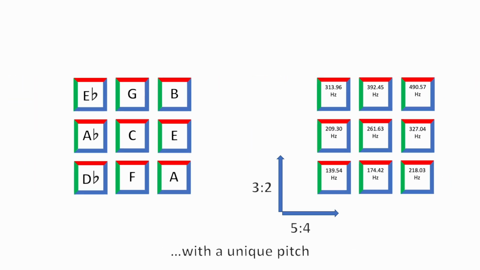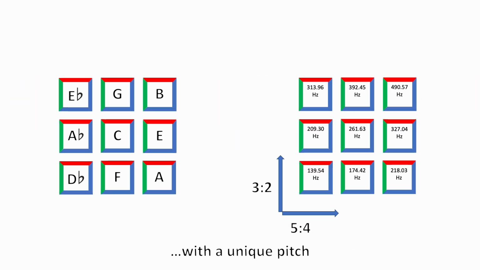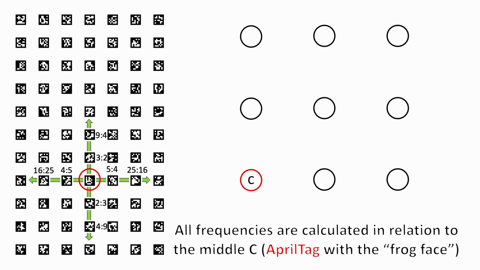The frequency of each note is calculated based on the rules of 5-limit just intonation. To the right, the thirds are in a ratio of 5:4. Upwards, the fifths are in a ratio of 3:2. All of the fundamental frequencies of the grid are calculated with respect to our frog face AprilTag. Its pitch is the middle C.